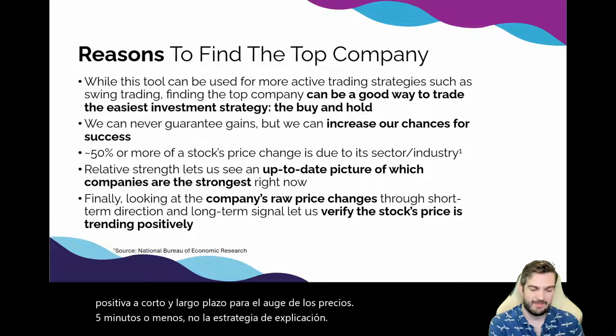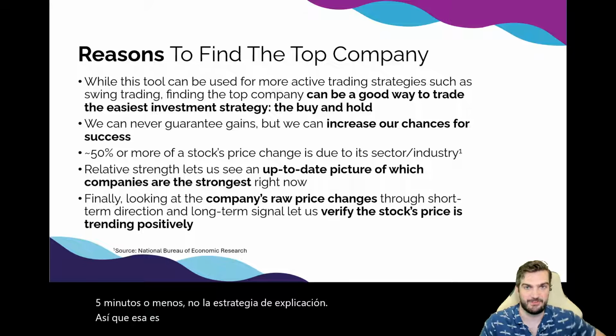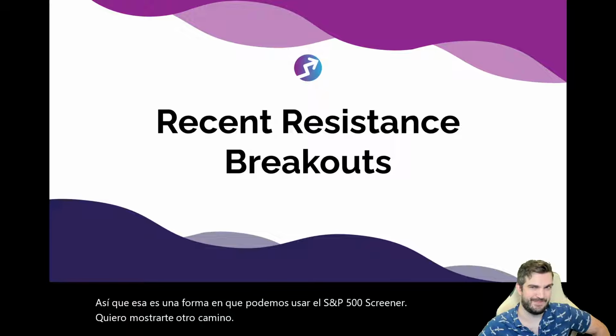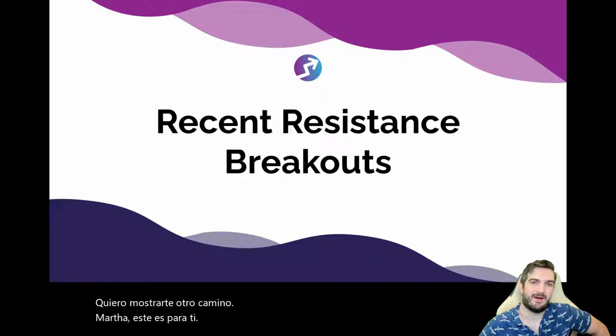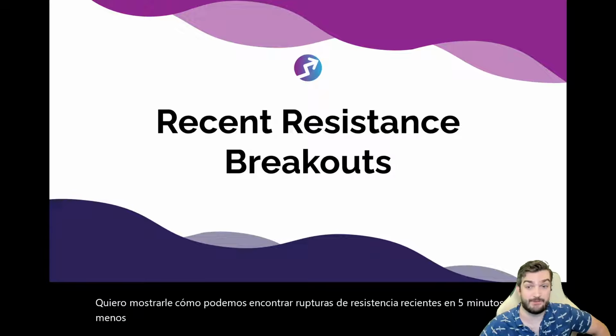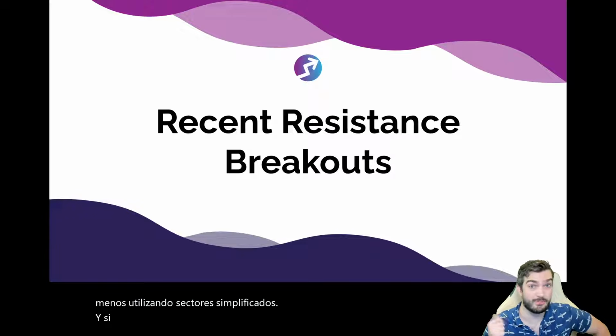So that is a way that we can use the S&P 500 screener. I want to show you another way. Martha, this one's for you. I want to show you how we can find recent resistance breakouts in 5 minutes or less using sectors made simple. And if you have no idea what resistance or breakout is, bear with me. I'll explain it.